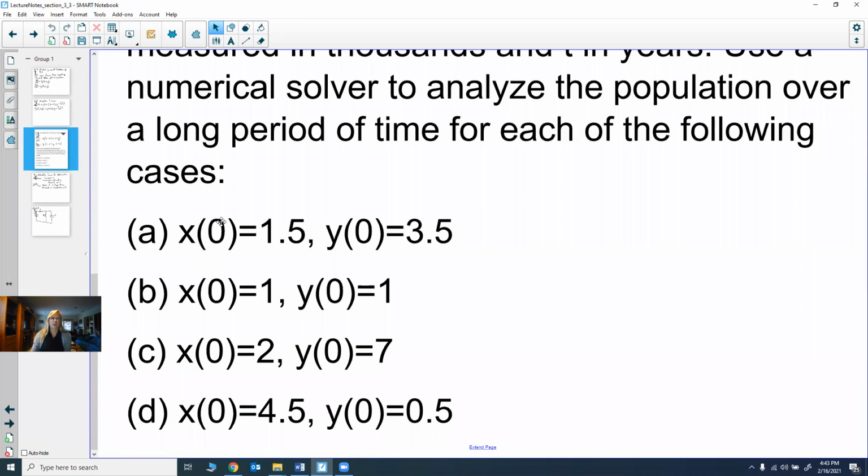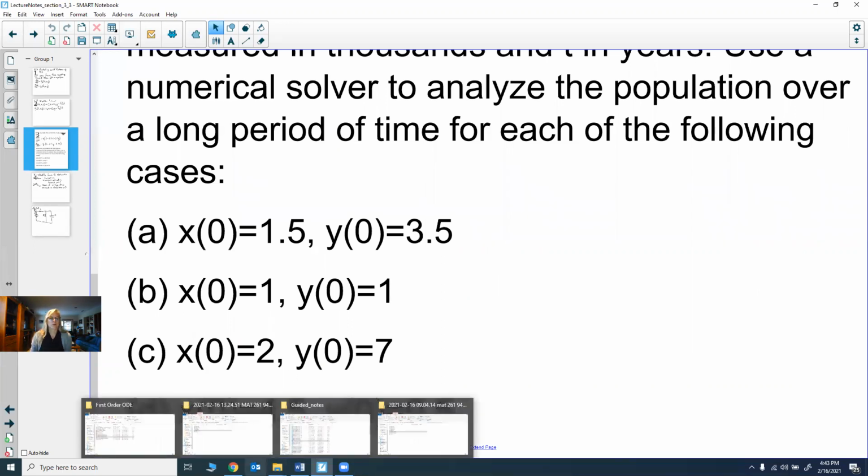In each one of these, time is 0, and we're giving you the initial condition. One of them will be 1.5 thousand of your X population and 3.5 thousand of your Y population. That would be one to look at. A different one would be 1 and 1, then 2 and 7, and 4.5 and 0.5. So these are the 4 different scenarios we're looking for, and we're going to see what they look like.